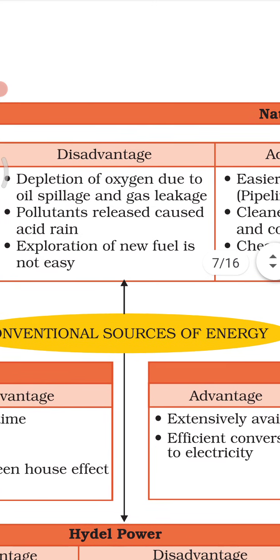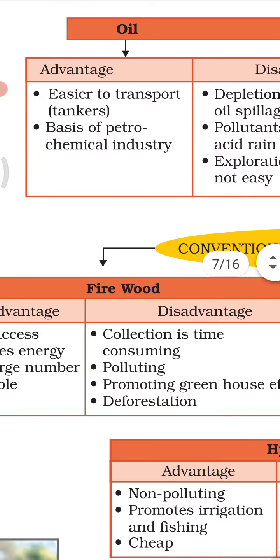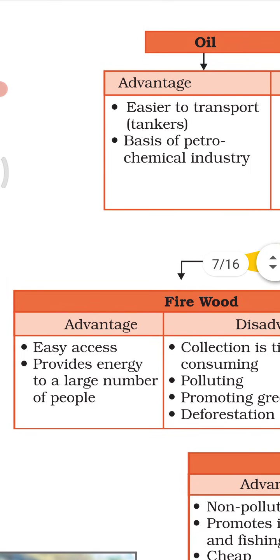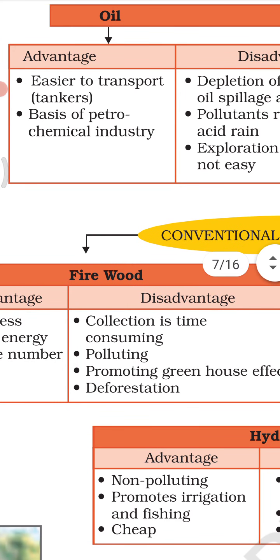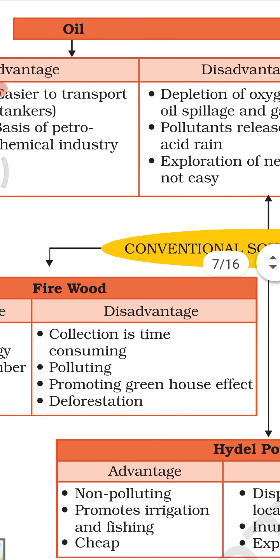Conventional sources of energy. First, firewood. We just discussed firewood. Easily available means in villages the people can cut the trees nearby or bushes or plants, and they get this firewood. So it is easy for them to get it. Then it provides energy to a large number of people, because the poor people can't purchase modern energy resources, so they can access these resources easily.